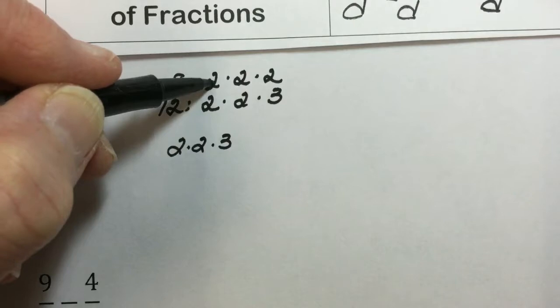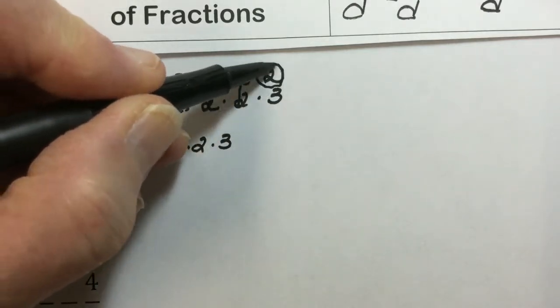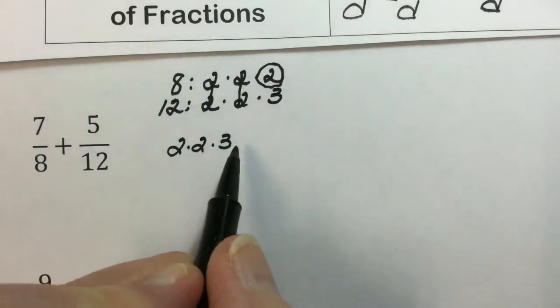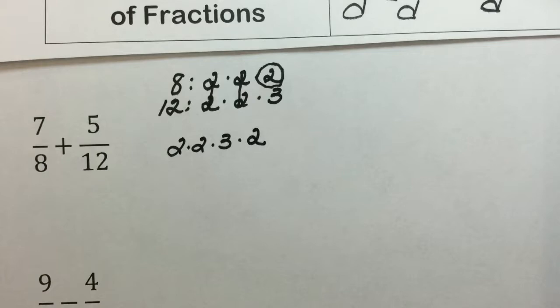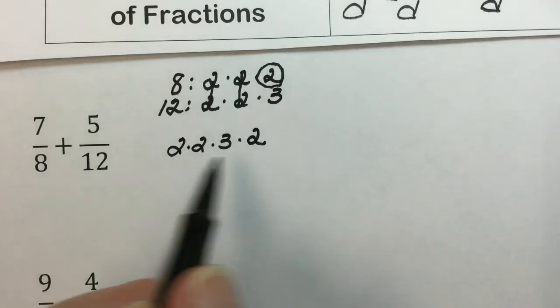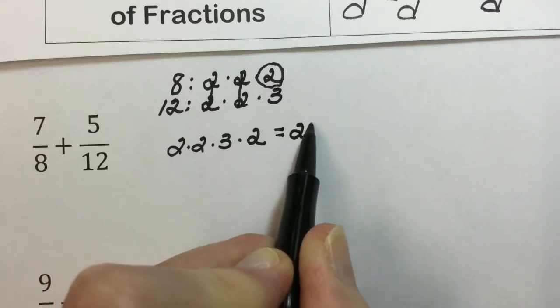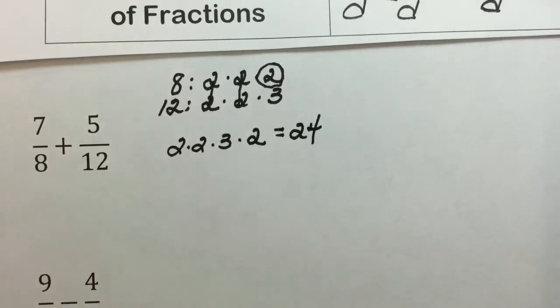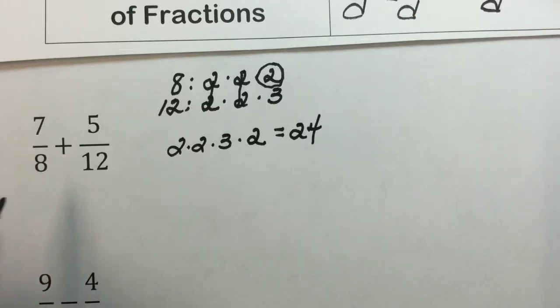So 12 has a 2, it has a 2 of 8, but I have a 2 that is not part of 12, and I'm going to include that in that product, resulting in, when you multiply these together, 24. This is going to be our common denominator. Our mission then is to find an equivalent fraction for each one of these that has a denominator of 24.